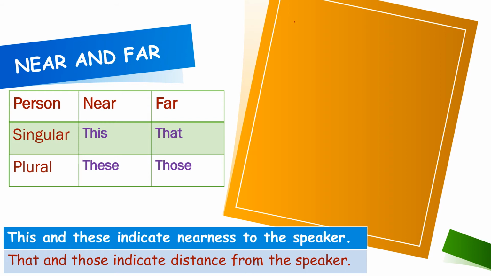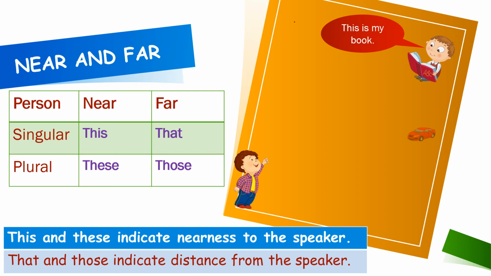This refers to a single person, place, or thing that is near the speaker. For example, this is my book. Here, this is demonstrative. It tells that the noun is singular and near to the speaker. That is my car. It suggests that the noun is far from the speaker and singular.